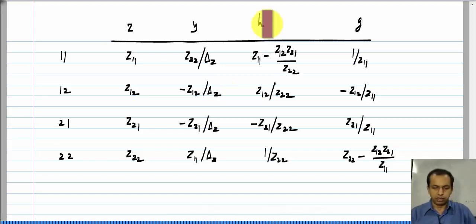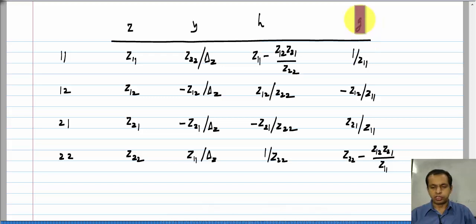Okay. Similarly, these are the expressions for h parameters. Now, I will look at only h12 and h21. h12 is z12 by z22 and h21 is minus z21 by z22. So, clearly, if z12 happens to be equal to z21, then h12 will be minus h21. Okay. So, that is the reciprocity condition in terms of h parameters.